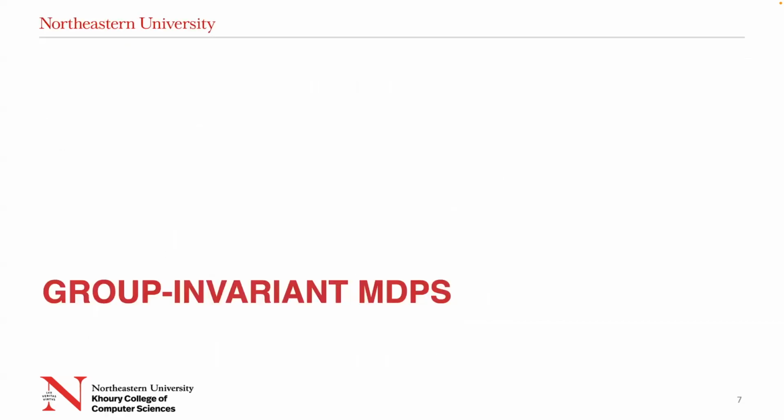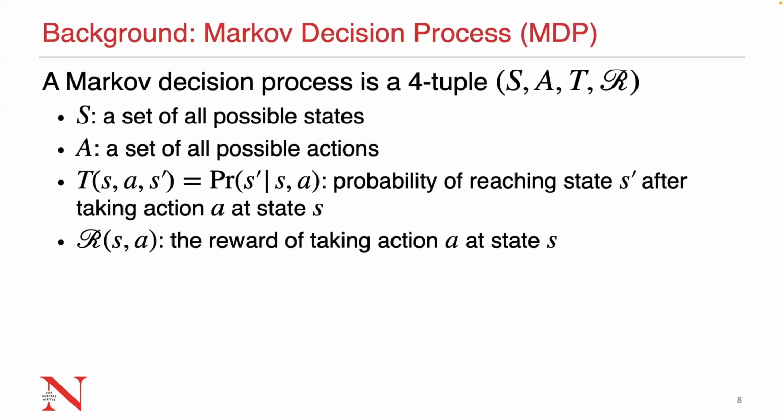Okay, so first, group equivariant MDP. To talk about it, I guess I need to give a brief background introduction of Markov decision process, MDP. Some of you might be familiar with that, but I just want to make sure that we're on the same page. So a Markov decision process is a 4-tuple, which includes S, a set of all possible states, and A, a set of all possible actions we can take as a robot. And then we have a transition function T, which is a function of the current state, the action, and the next state. It tells us the probability of reaching the state S prime after taking action A at state S.